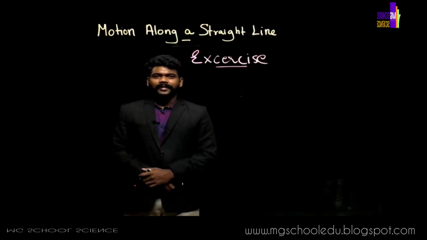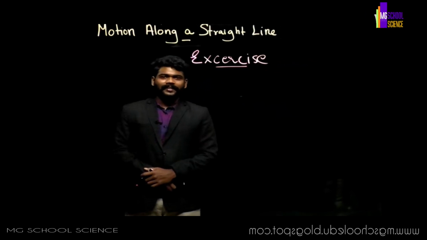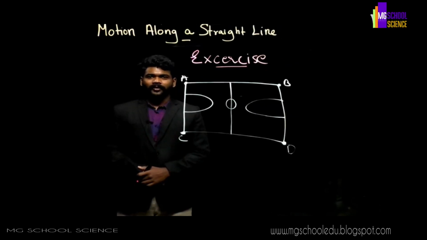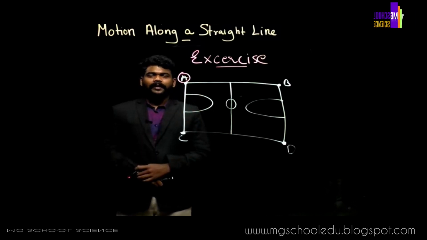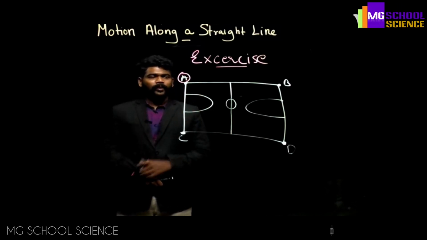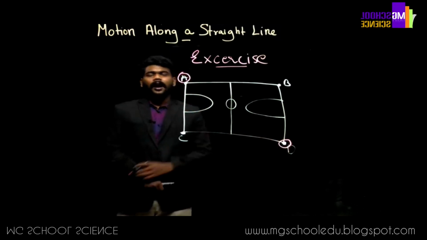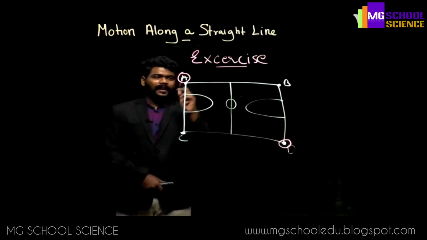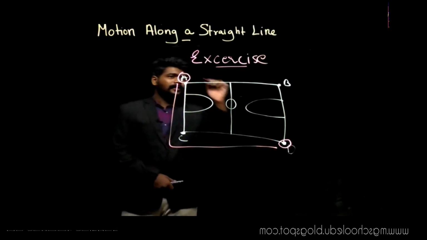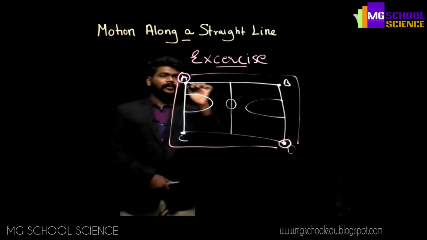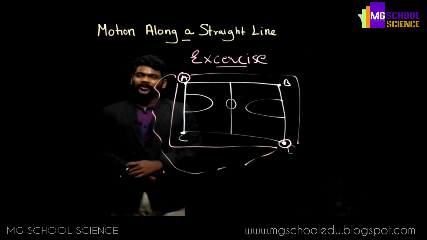We'll try to see some exercises where we can define distance and displacement more clearly. Consider a basketball ground and you are at a corner of the basketball ground. Now, let's try to move from one corner of the basketball ground to another corner. How many ways can you go from A to D? There are a lot of ways, right? You can go like this, you can go like this, you can go like this, right? It's up to you how to go.